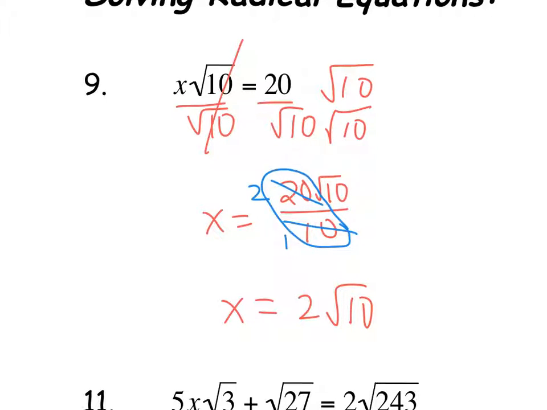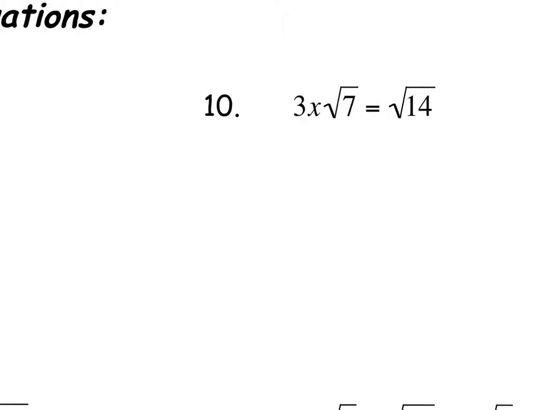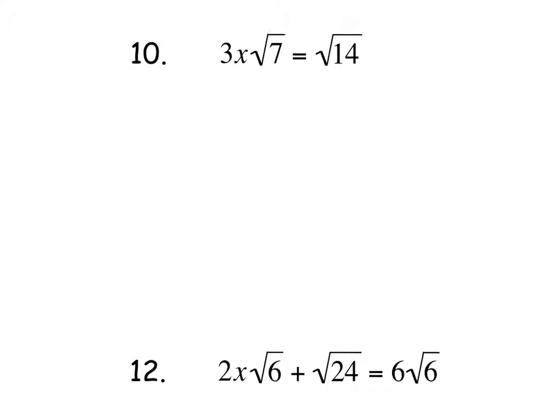Okay? And that's it. If we were to check it, we would have 2 root 10 times root 10 is equal to 20. Well, what's root 10 times root 10? Root 100, which is 10, so it's 2 times 10, 20. It sure is. It works. Okay? All right, so the big idea is you just have to possibly know how to rationalize.